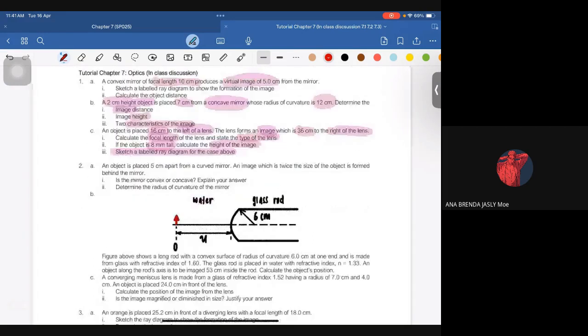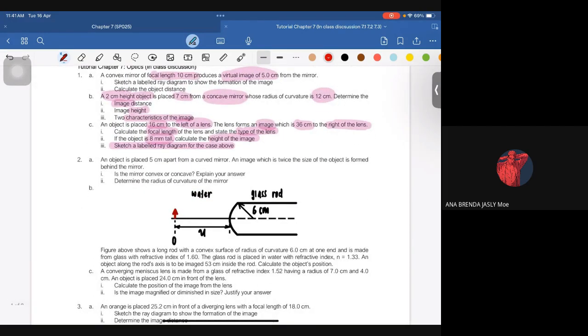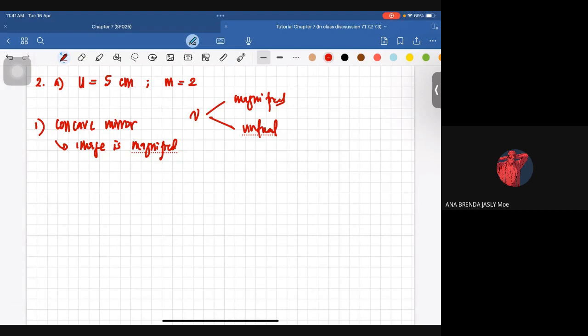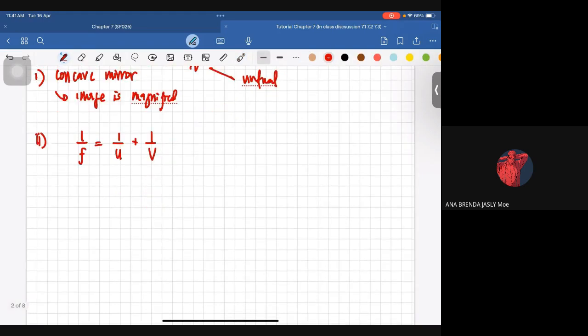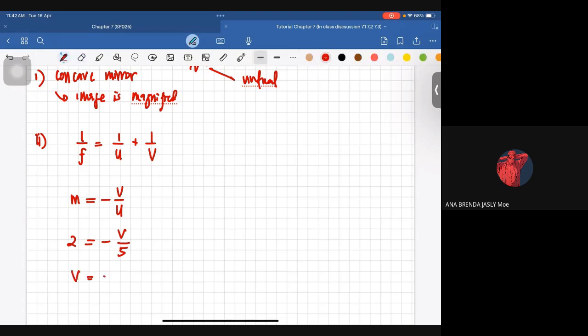Okay, next one. Determine the radius of curvature of the mirror. That is just R lah. So macam mana kita mau cari nilai R tu, we have to first find the focal length lah. Okay, so based on this 1 over U plus 1 over V. But we do not have the value of V. So dari mana kita mau cari V? Kita boleh guna magnification punya formula, which is negative V over U. So yang ini kamu substitute je, negative V, 5. So you will get the image distance to be equal to negative 10 centimeter.